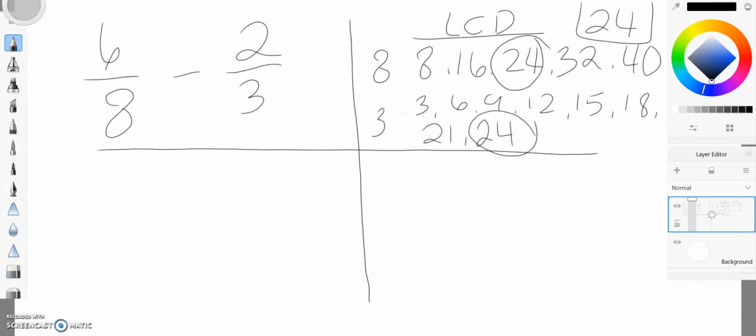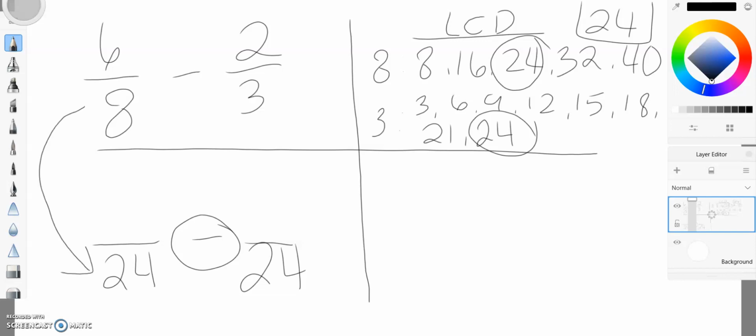Now we know that's going to be our new denominator. I'm going to put that down here already. And I'm still remembering that I'm subtracting. Now we have to change our fractions into the new fractions. So what I did is take 8 and multiply it by what to get to 24. Let's look back at our multiples and see how many times I counted by 8 to get to 24. We did 1, 2, 3. So 8 times 3 got me 24.